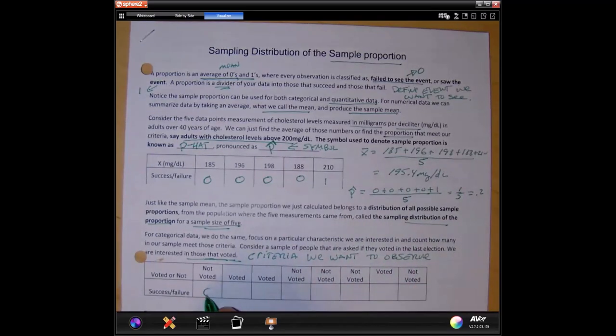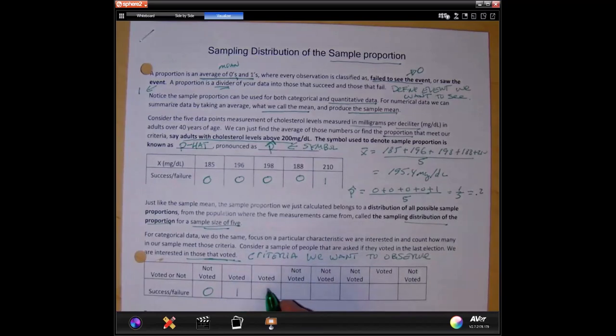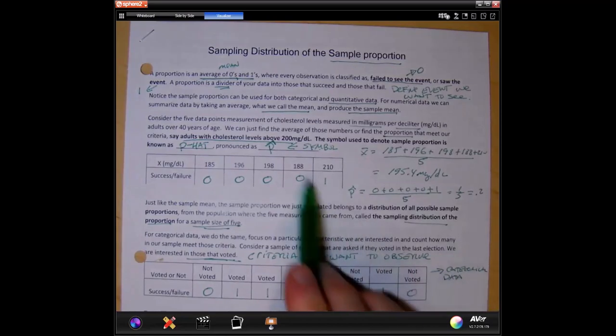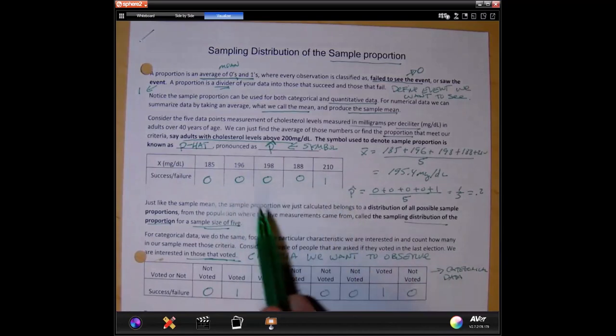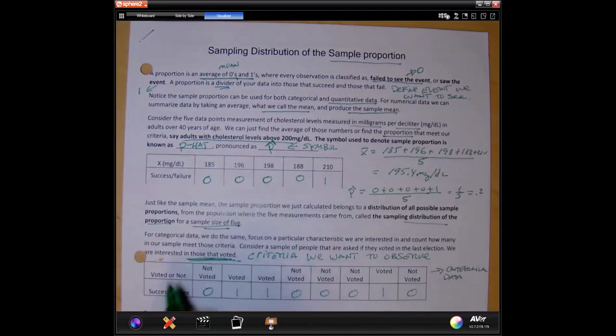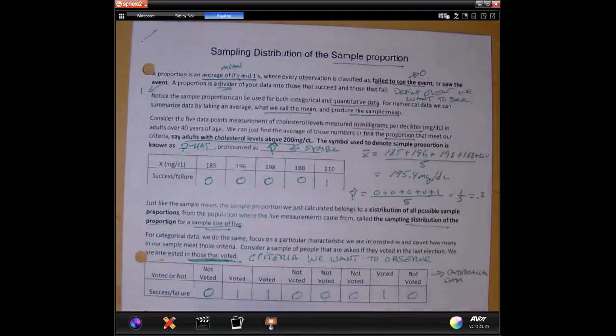Now, this isn't failure because we did not see what we wanted to see. Success, success, failure, failure, failure, success, failure. Notice this is categorical data, unlike the other one. But no matter what, whether it's categorical or numerical, you need some criteria to split the data, because a proportion splits the data into two parts, successes and failures.